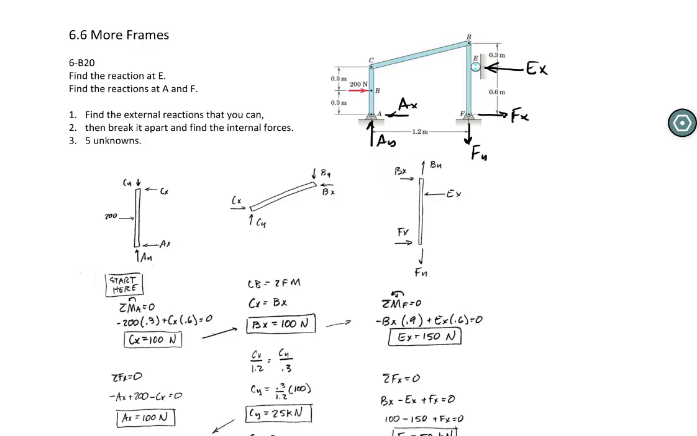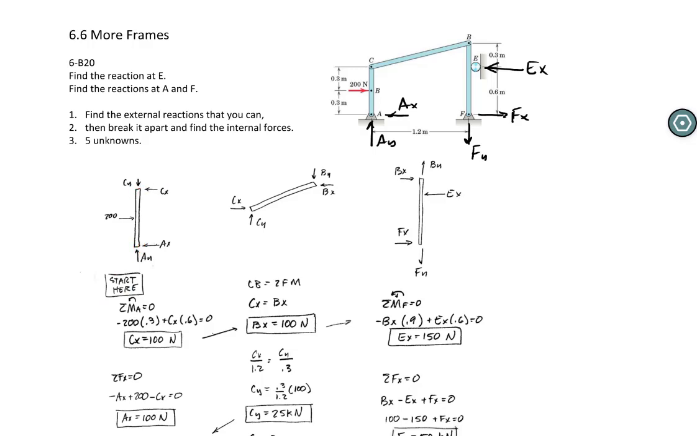So draw the forces correctly, of course, and then where do you get started? I don't know anything about this. I don't know anything about this as far as any forces applied. I can't solve for anything. However, I do have this 200 here, so I can start here, sum the moments about A, and I can make some progress. I can find CX.